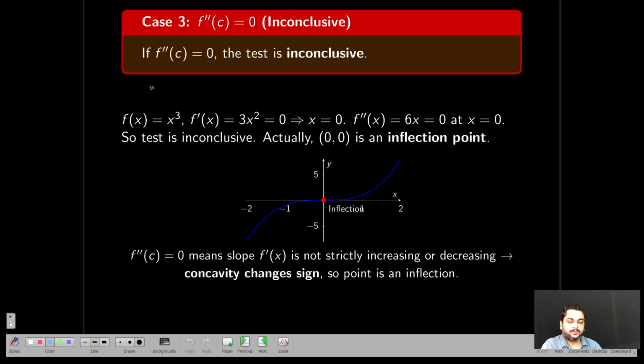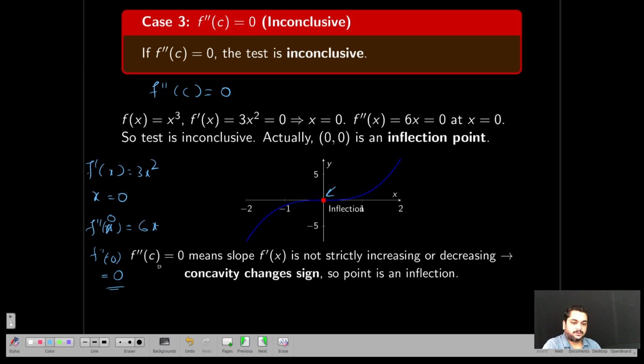Now, if f double dash of c is equal to 0, the test is inconclusive. You cannot say anything about this because it can create a saddle point or point of inflection. At this point, the curve is neither increasing nor decreasing. For example, f of x equals x cube, so f dash of x is equal to 3x square. The critical point is x equal to 0. Now f double dash of x is equal to 6x, so at x equal to 0 it becomes 0. So I cannot say whether the curve is increasing or decreasing.